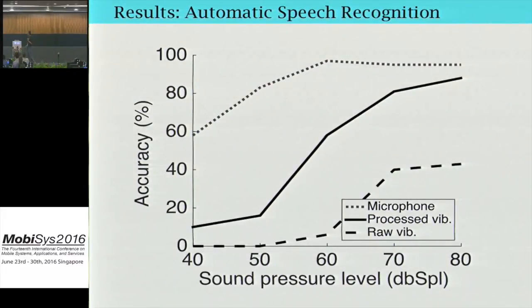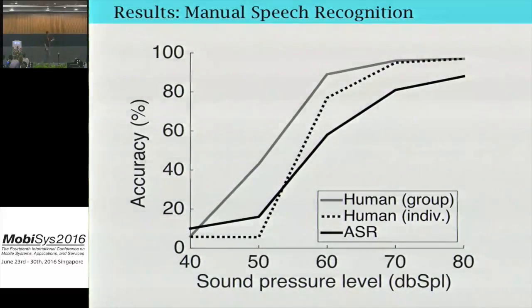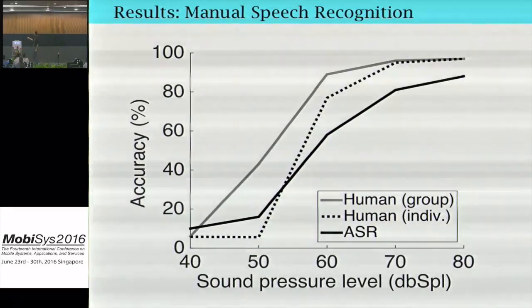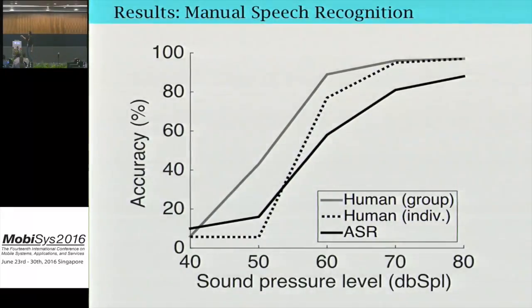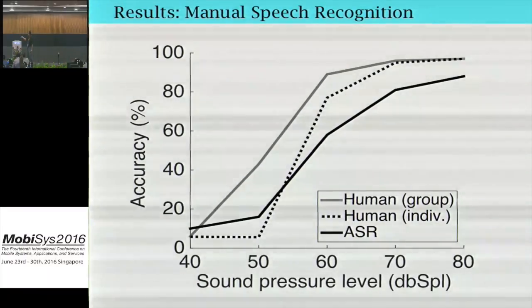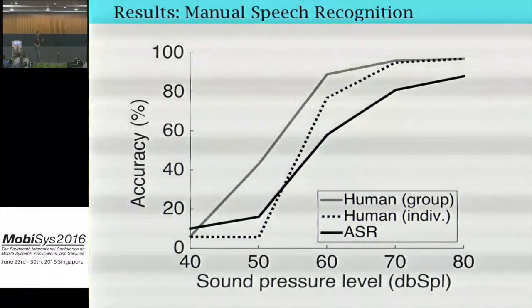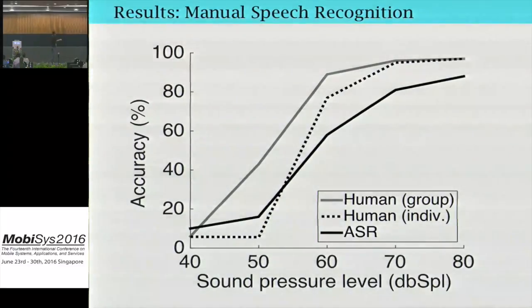We did two kinds of tests. In one, we asked one human, what do you think this word was? In another, we took a group of humans, let them discuss between themselves, and come up with one word that they think Vibraphone decoded. In this case, the human decoding capability is actually even better, even at lower sound pressure levels. Even if you're 3 meters away, we get an accuracy of around 80% in decoding the words that were being said.